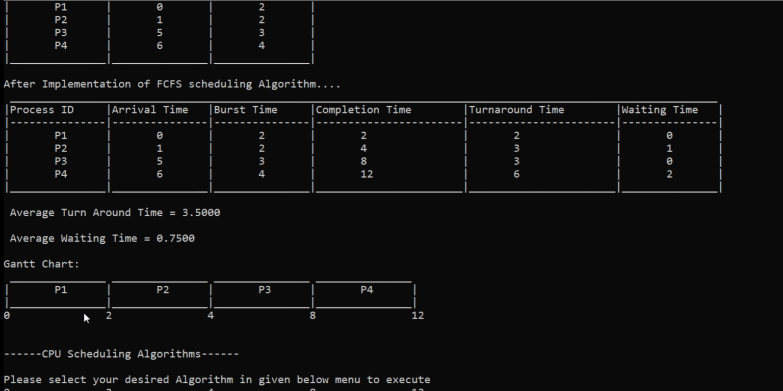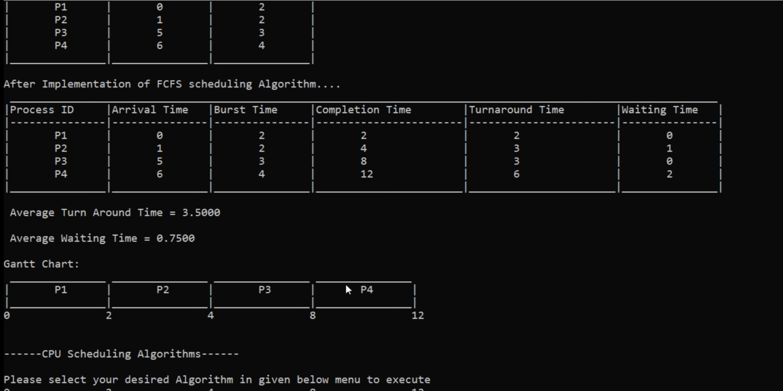We can also confirm the Gantt chart. First of all, process P1 was executed up to 2 time. Next, P2 was executed up to 4 time. Next, P3 was executed up to 8 time. And then P4 was executed up to 12 time.